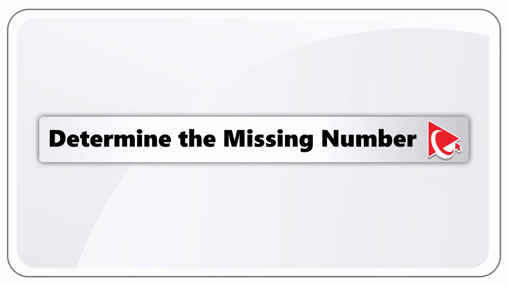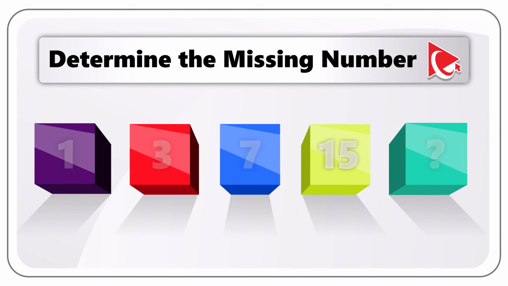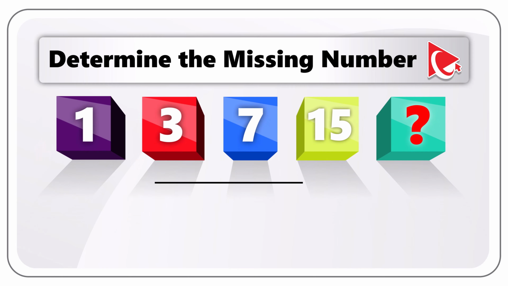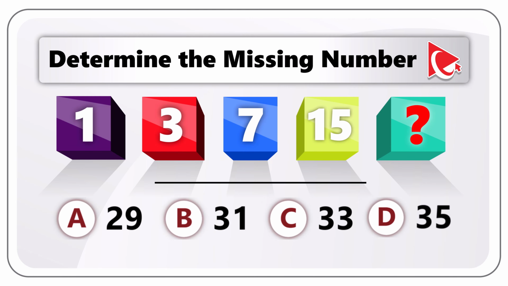You need to determine the missing number. You're presented with the sequence. The numbers in the sequence are 1, 3, 7, 15, and then comes the missing number you need to calculate and select out of 4 possible choices. Choice A, 29. Choice B, 31. Choice C, 33. And last but not least, choice D, 35.